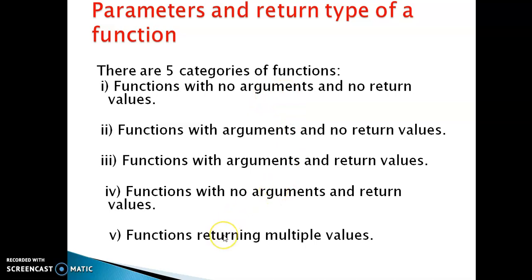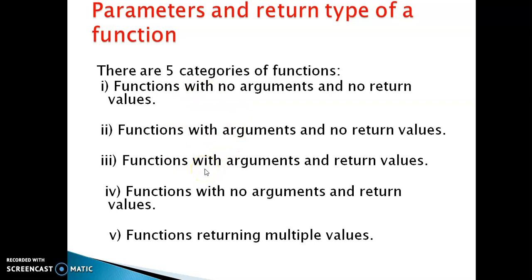The 5th type we'll learn about after having the knowledge of how to pass arguments by call by value and call by reference method with pointers. So the 5th method can be understood after pointers knowledge. So this we'll discuss in our next tutorial. In this tutorial we'll discuss the first 4 user defined function categories.